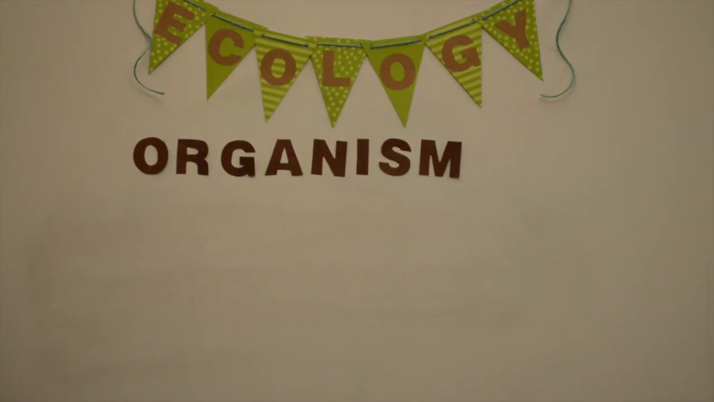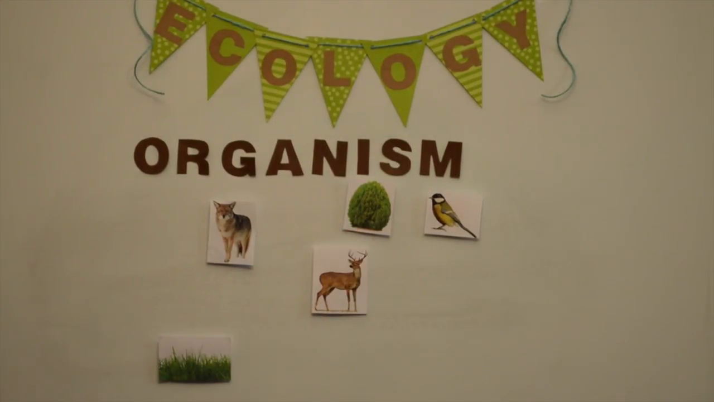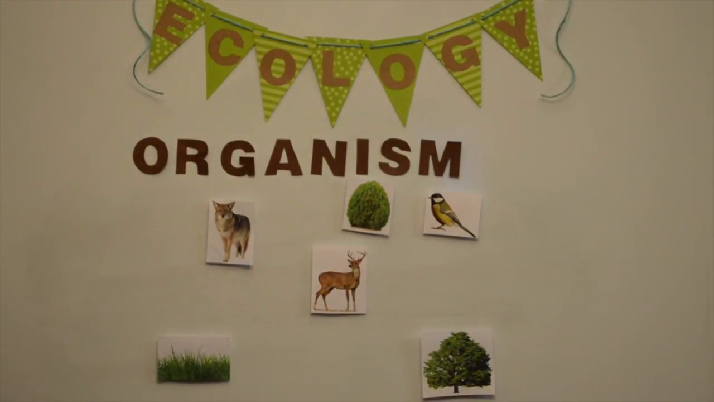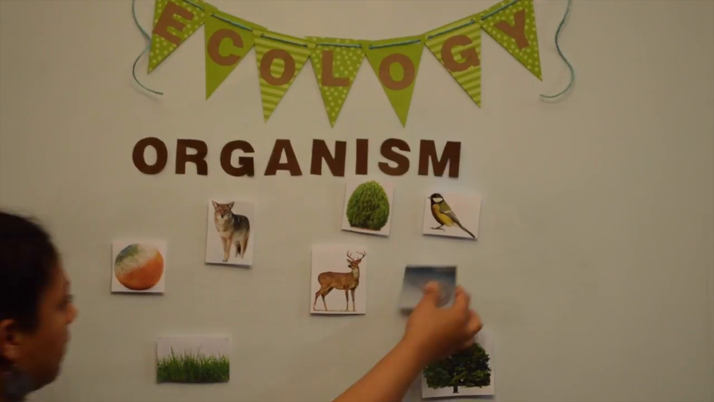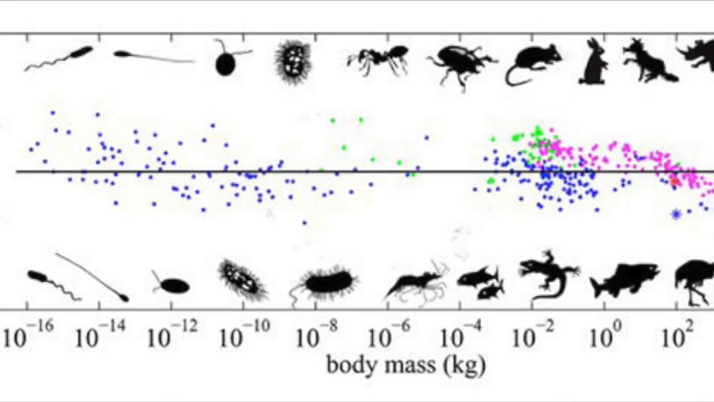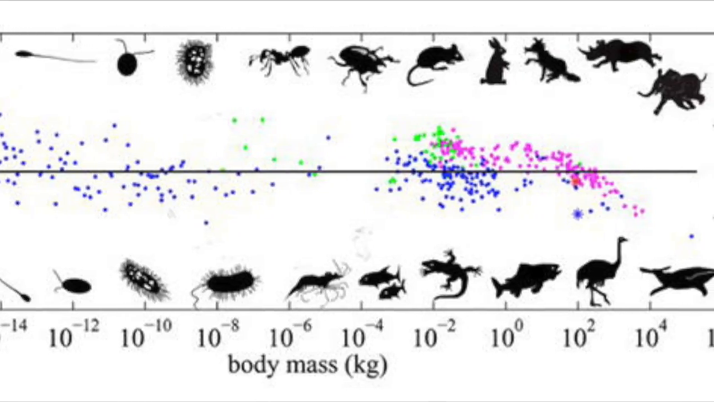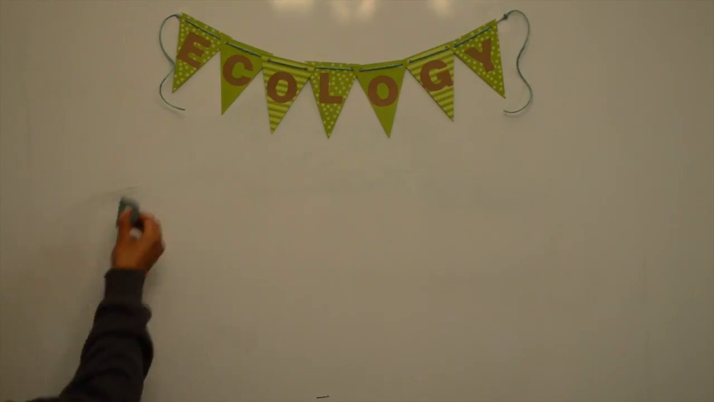There are thousands of different kinds of organisms in the world. An organism can be an animal, like a coyote, deer, or bird. It can be a plant, like grass or bush or tree. It can be mold. It can even be something as small as a protozoa or bacteria, which can only be seen at the microscopic level. It doesn't matter what shape or size an organism is, as long as it carries out the 5 basic life functions.